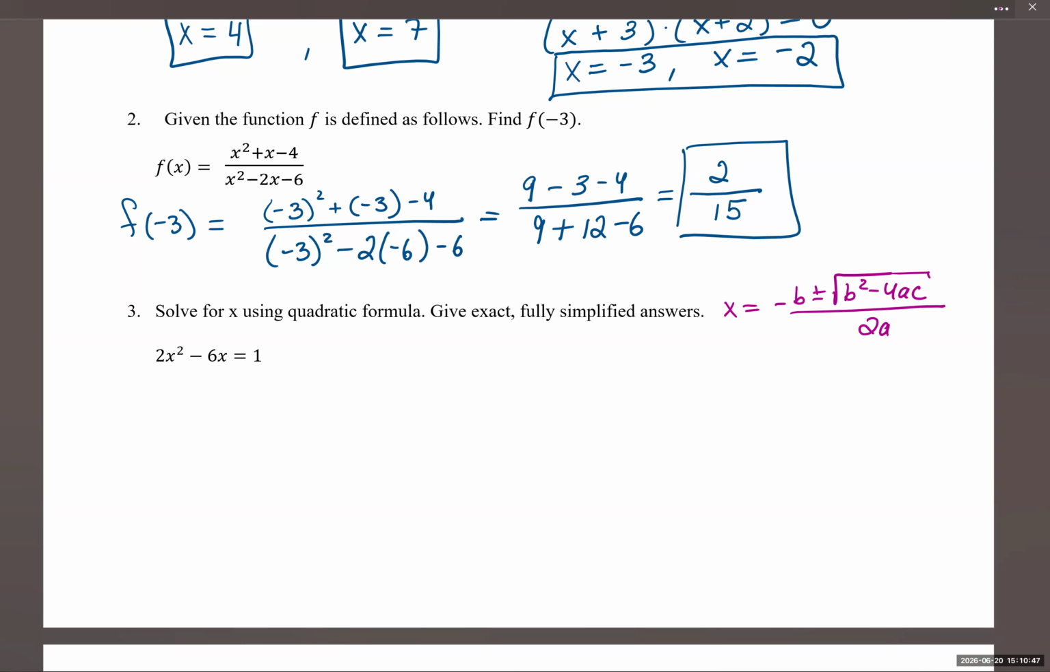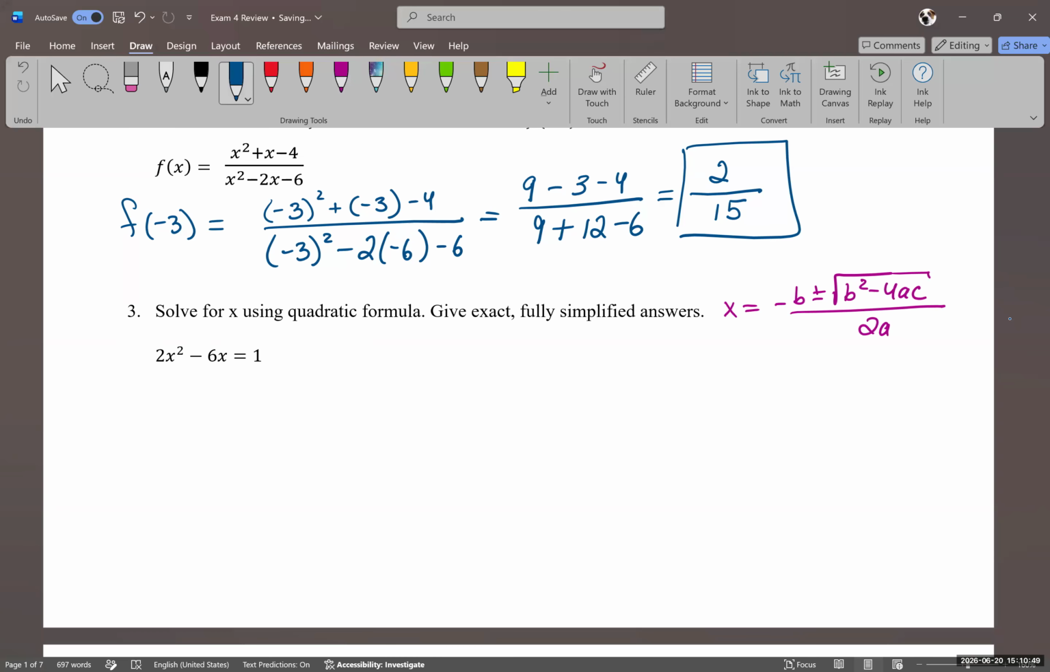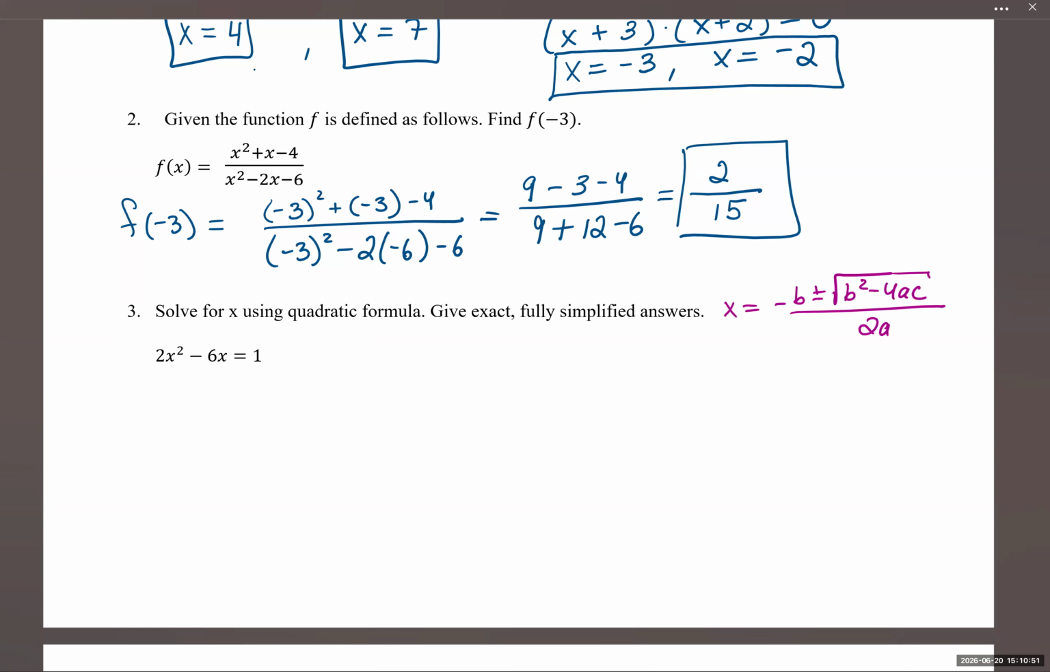Okay, so that is the quadratic formula. In order to use the quadratic formula, your equation needs to be in standard form. Our equation is not in standard form. Standard form has everything on the left-hand side and 0 on the right-hand side. So let's go ahead and move the 1. 2x squared minus 6x minus 1 equals 0. Then I'll go ahead and plug in the values for the formula.